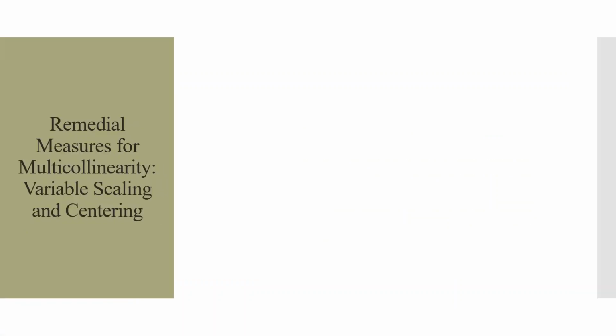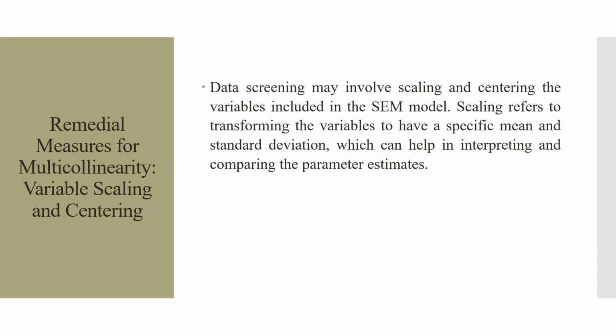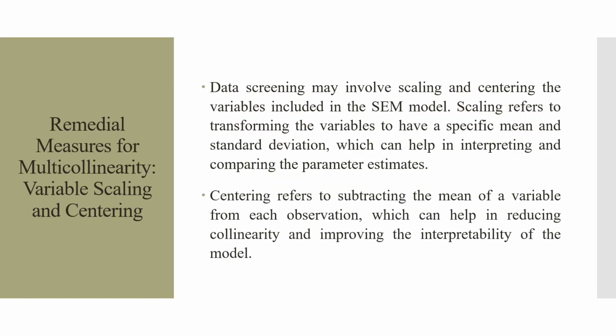The remedial measures for multicollinearity are variable scaling and centering. Data screening may involve scaling and centering the variables included in the SAM model. Scaling refers to transforming the variables to have a specific mean and standard deviation, which can help in interpreting and comparing the parameter estimates. Centering refers to subtracting the mean of a variable from each observation, which can help in reducing the collinearity and improving the interpretability of the model.